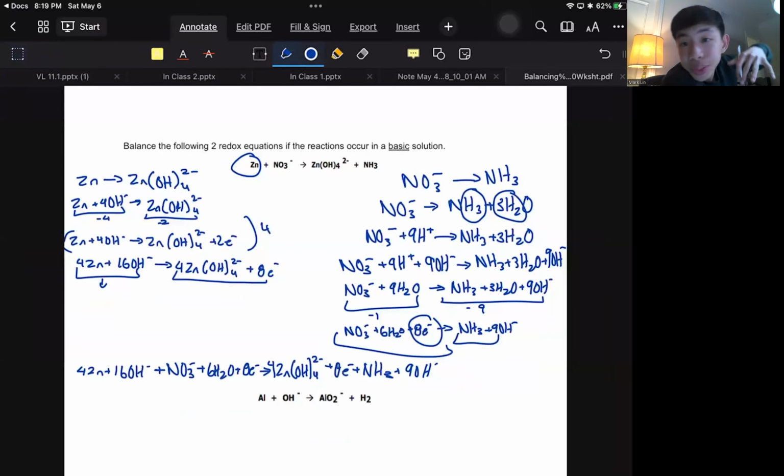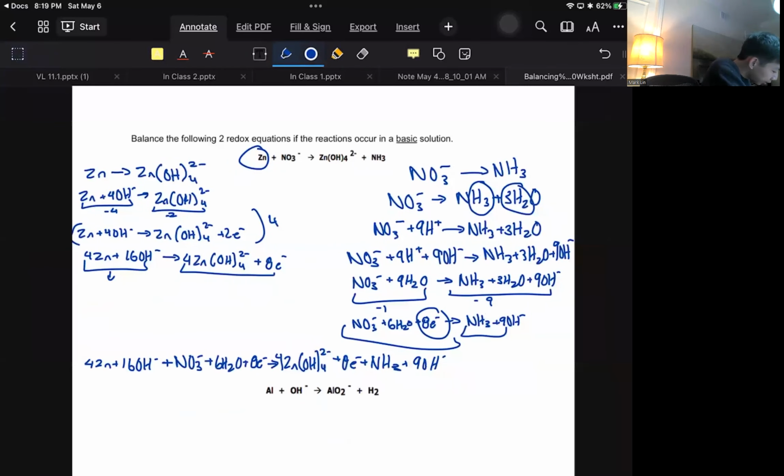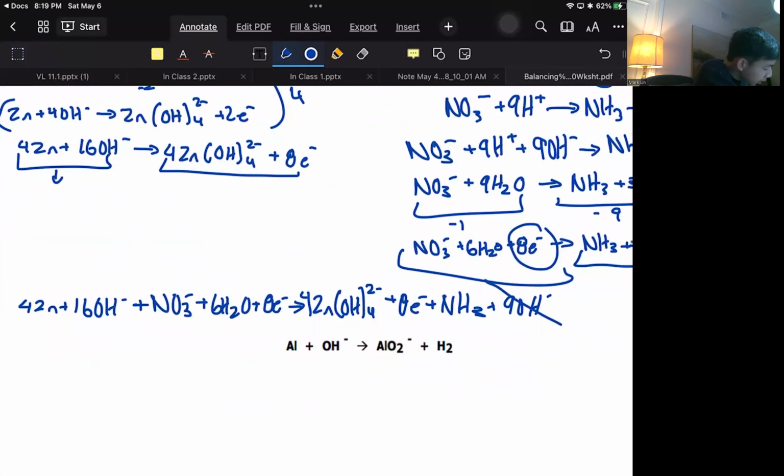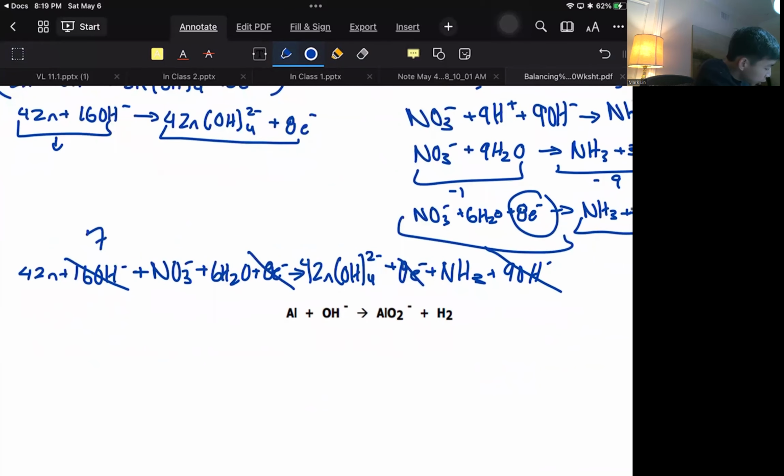Now we can just cancel things out. Here we have 9 and 16; 16 minus 9 is going to be 7. And the 8 electrons cancel out. So the final answer is 4Zn plus 7 hydroxides plus NO3 minus plus 6H2O gives us 4Zn(OH)4 2 minus plus NH3. And yeah, that's it.